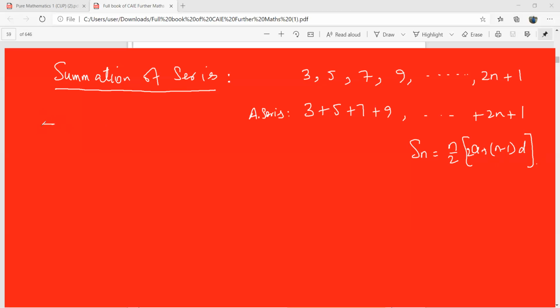So we call this summation. For example, if you have to find the sum of the first 10 terms, you will be doing it like this: 10 over 2 into 2 into 3 plus 9 times the common difference, which is going to be 2. So that is how you will be doing this in your A-level mathematics. But here it's written like this, sum of the series from r equals 1 to 10, okay?